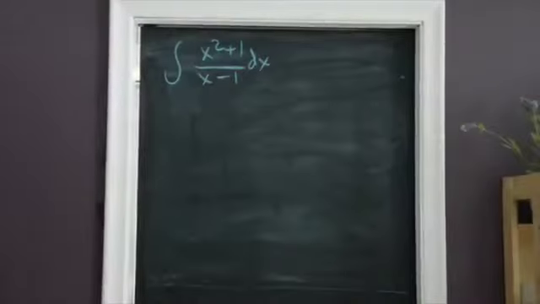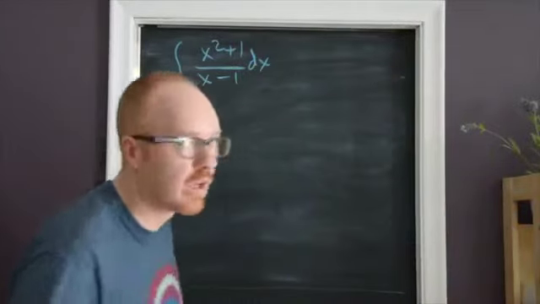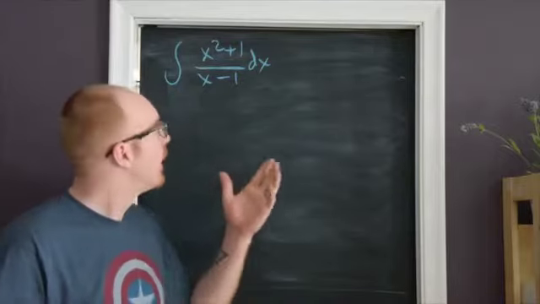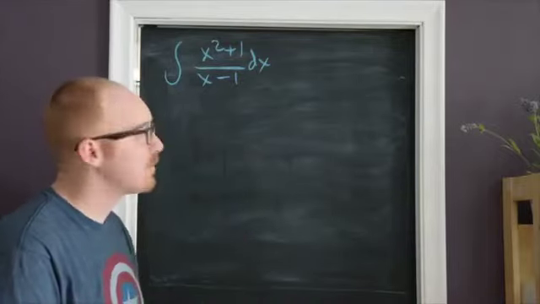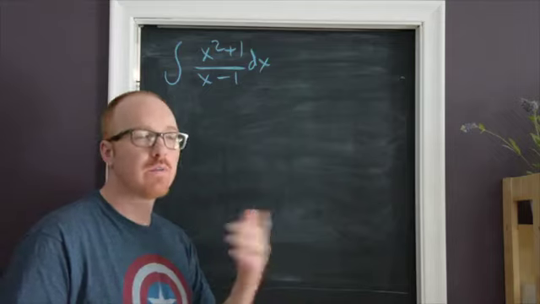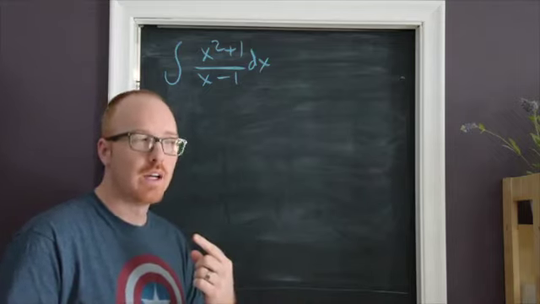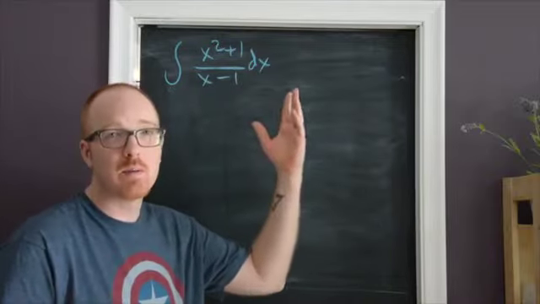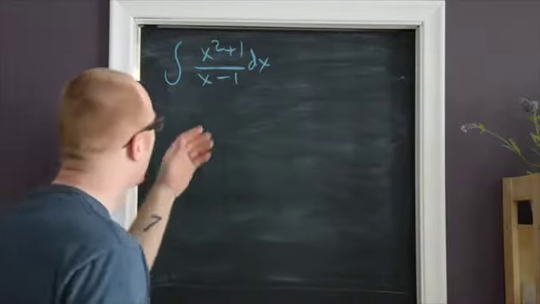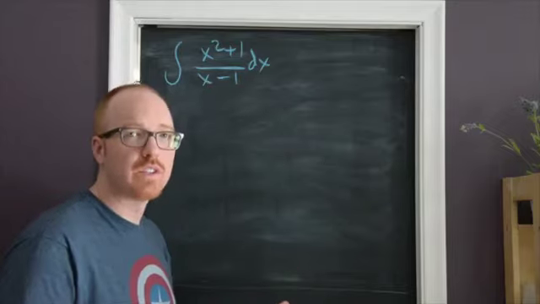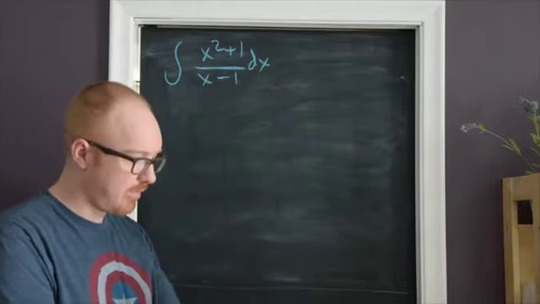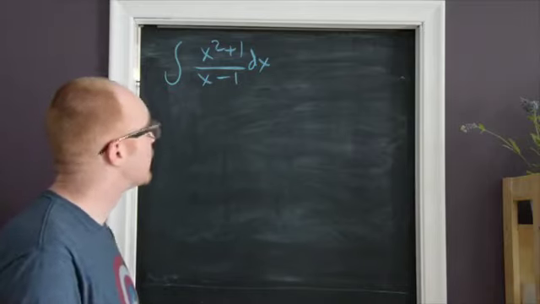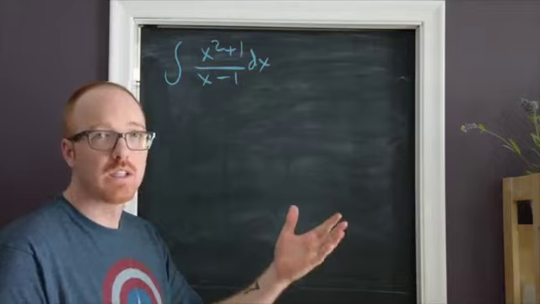Welcome back. This is number 16 from your textbook, and it's the integral of x squared plus 1 over x minus 1. For information on this, look back in the chapter. They talk about integrating improper rational functions. Improper just means that the degree on the top is higher than the degree on the bottom. To integrate this, you could use long division or synthetic division, and you can figure out how to split these into different parts.